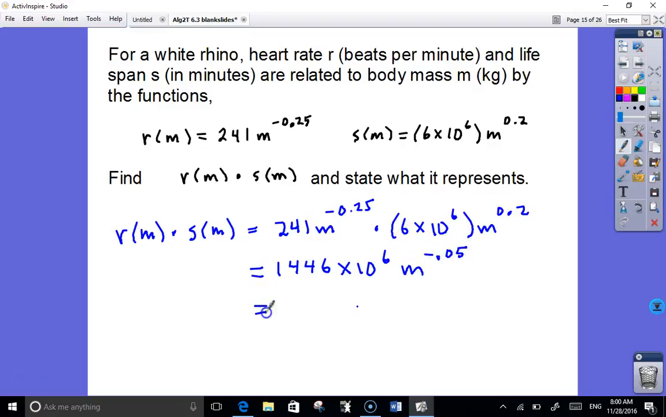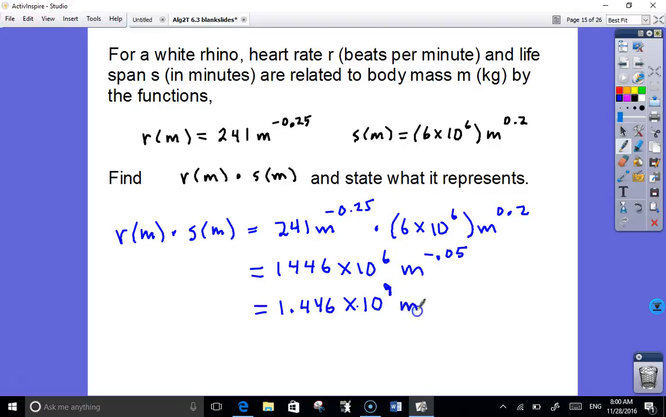Now in scientific notation, we wouldn't have this first number be a number that's outside of the 0 to 1 range. So if I move the decimal place over 3 times to give me 1.446, what does that do to the exponent of the power of 10? It goes up 3, right? Since we move the decimal place over to make the first number smaller, then the exponent must be getting bigger, so it must have gone up by 3.